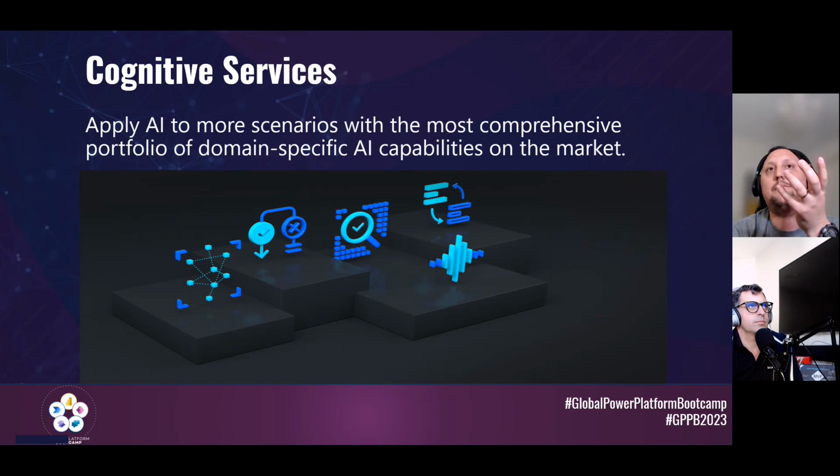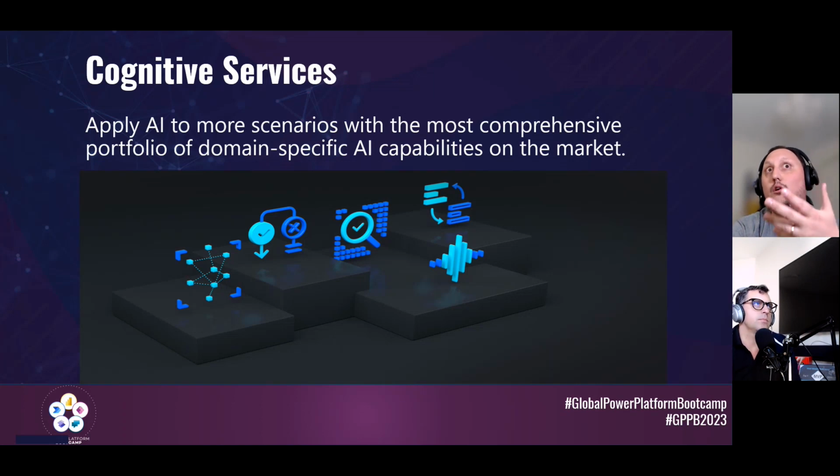Cognitive Services is a way to apply AI to many scenarios. We can use Cognitive Services in different areas, for example voice, vision, decision, and language. So depending on the problem to solve or what you want to gain from Cognitive Services or AI, you can apply it in different scenarios.